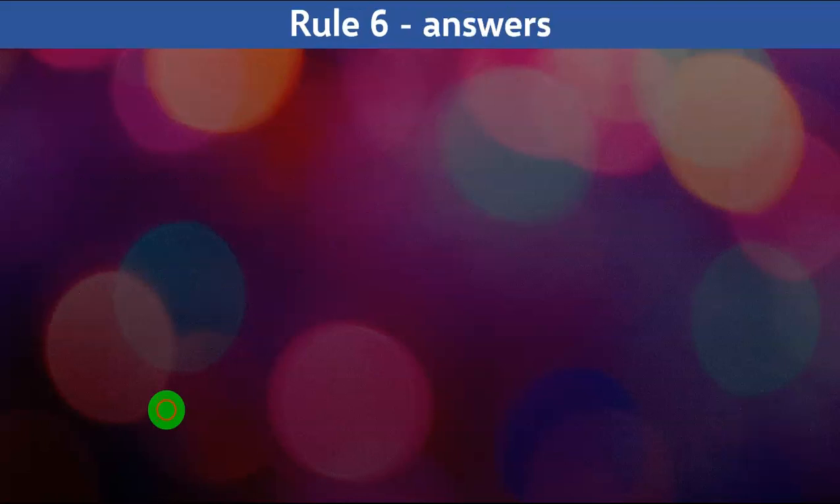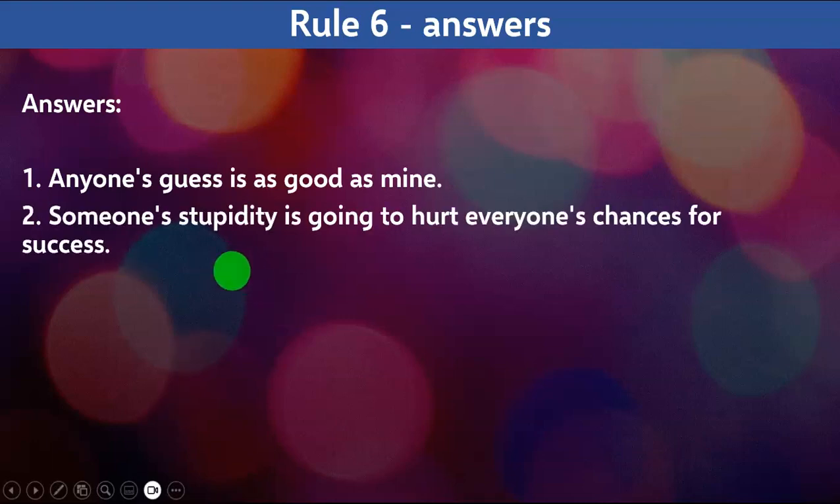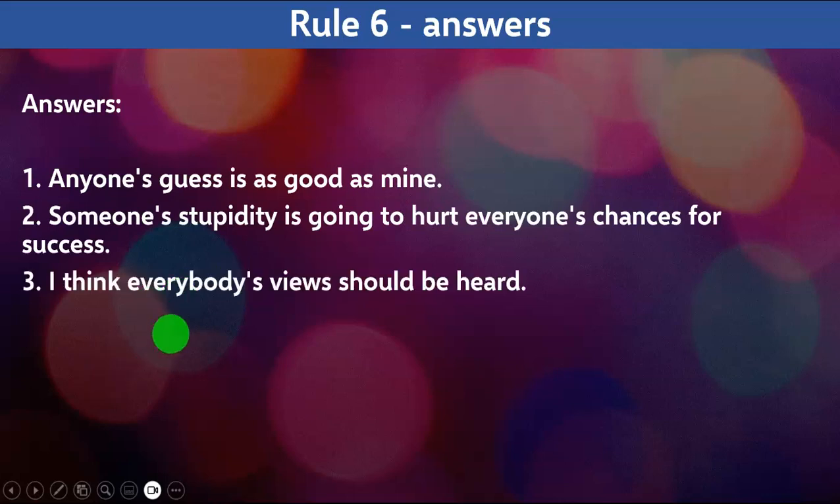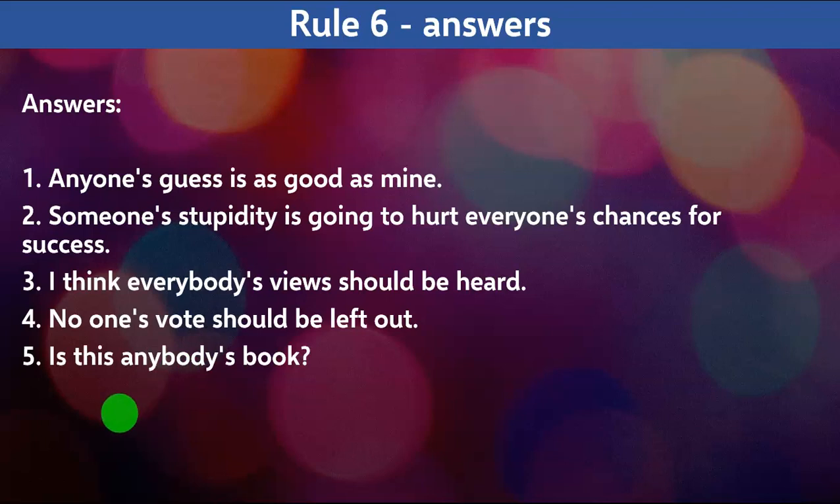Alright, let us look at the answers. Here are the answers. Anyone's guess is as good as mine. Anyone apostrophe s. Number 2. Someone's stupidity is going to hurt everyone's chances for success. Number 3. I think everybody's views should be heard. Everybody apostrophe s. Number 4. No one's vote should be left out. One apostrophe s. And number 5. Is this anybody's book? So these are the 5 answers for rule number 6. I hope rule number 6 is clear. Rule number 6 was about indefinite pronouns. Now let's go on to rule number 7.